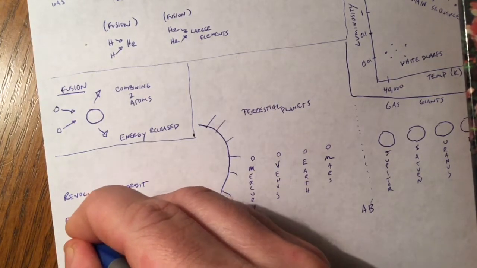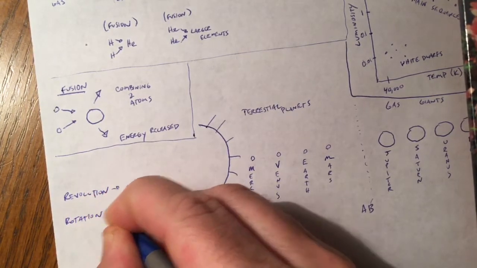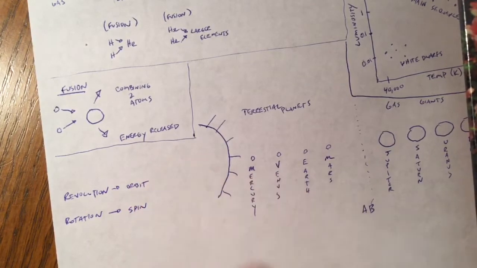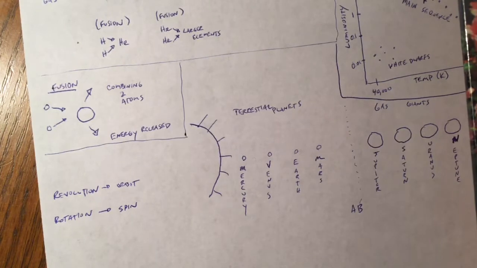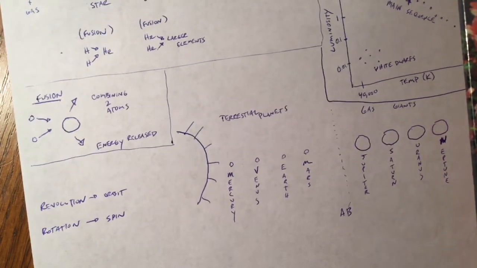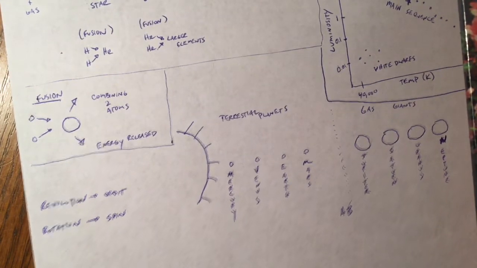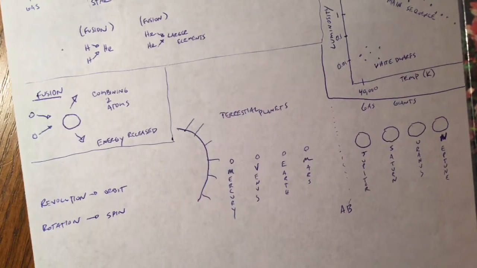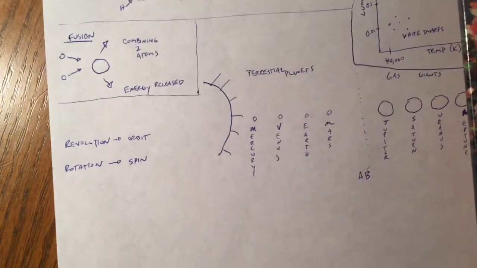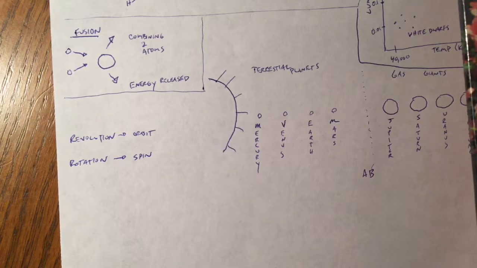And then rotation, which is the spin on their axis. And we talk about those in terms of Earth days. Some planets take hundreds of Earth days to spin around once on their axis. But Earth is our frame of reference, so we compare every planet to Earth.